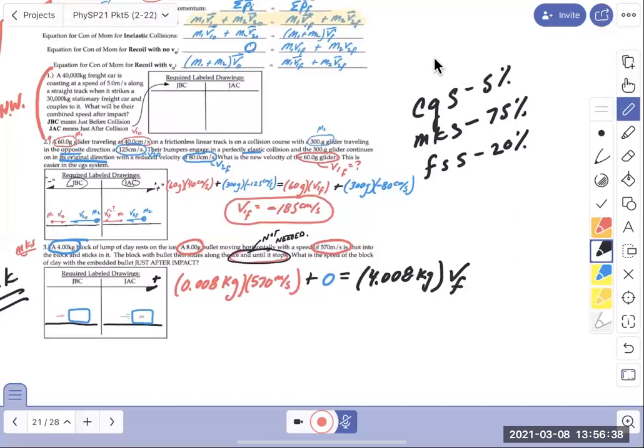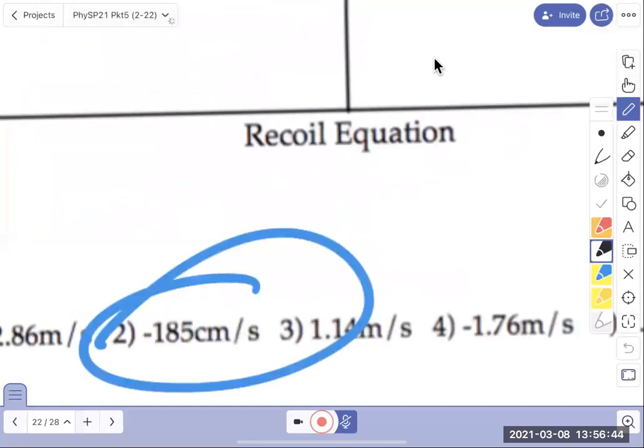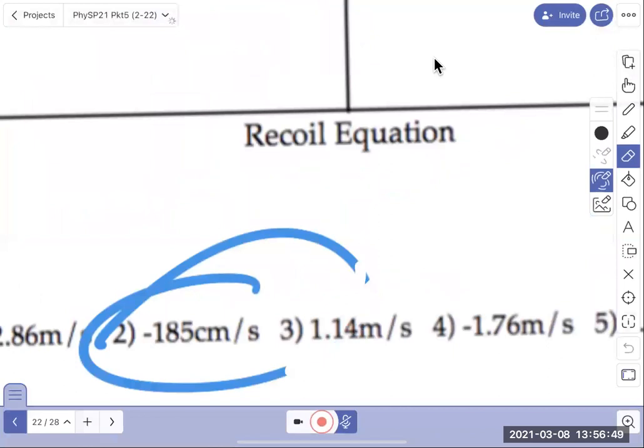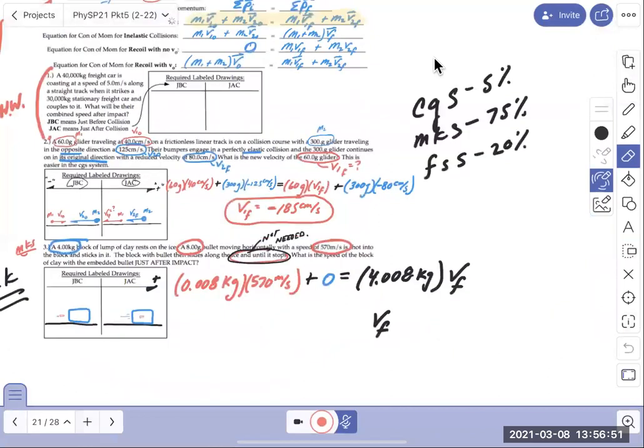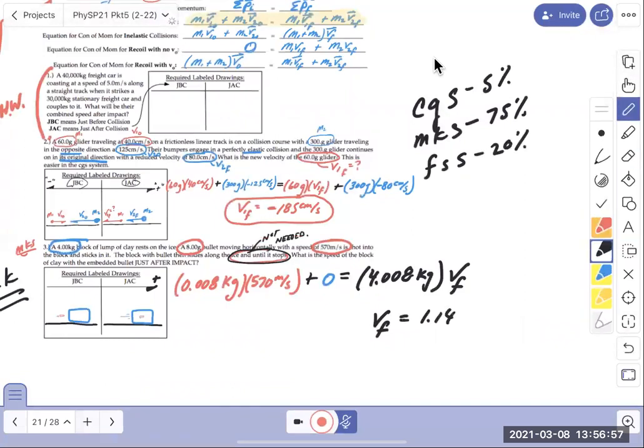And then whatever V final is. Time to cheat. 1.14 is what I got. Did you guys get that? Equals positive 1.14 meters per second, MKS.